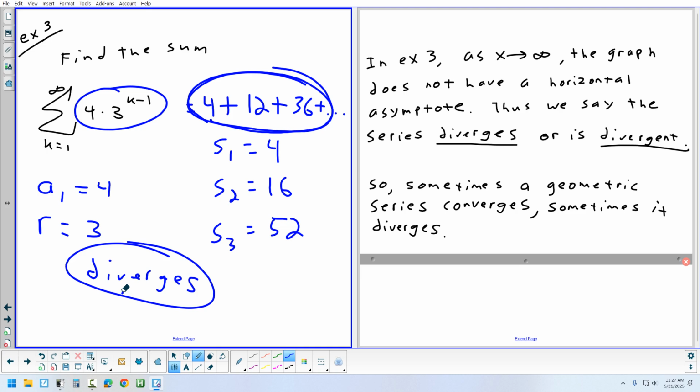Okay, and on the test, you want to be careful when it asks you if something is converging or diverging. Pay attention if they're asking you about the series or about the sequence that's generating the numbers in the series you're adding up.